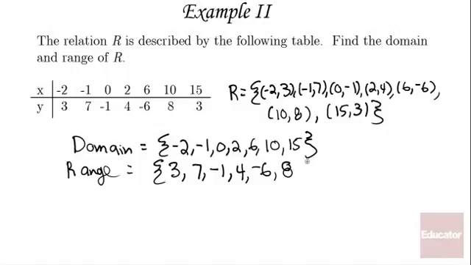And then I notice I have 3 again. And I don't need to list that twice. I have 3 represented here. That's a member of the range, and I only need to represent it once. So this is going to be my range.